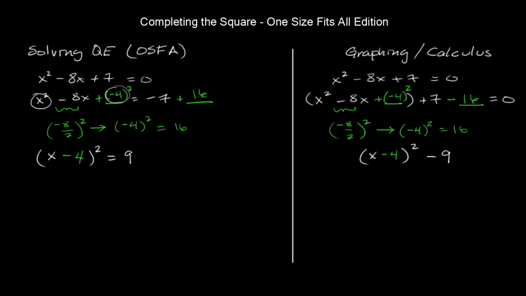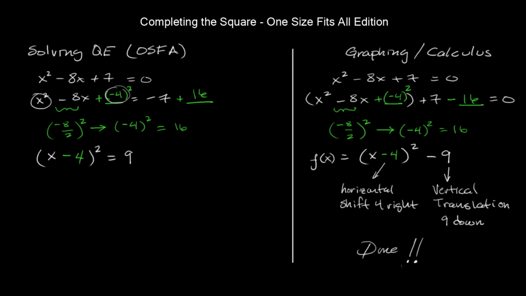So for the right side, you're essentially done. This would be your f of x. And just for completeness, you'd have a horizontal shift of 4 to the right and a vertical translation of 9 down. Okay, so on the right side, we're done. But we still need to solve this quadratic equation, so we're just going to continue working the problem.